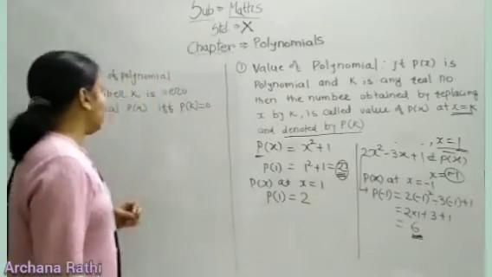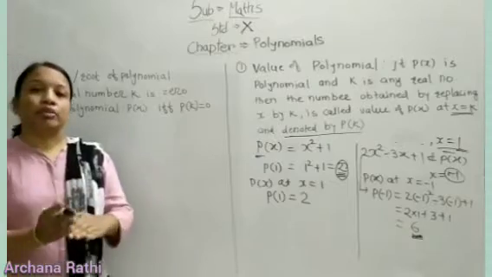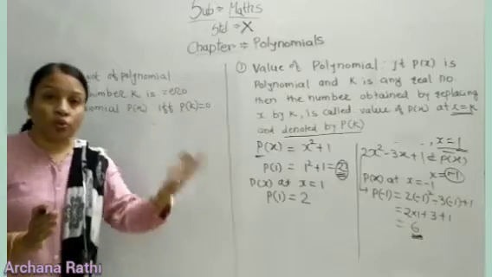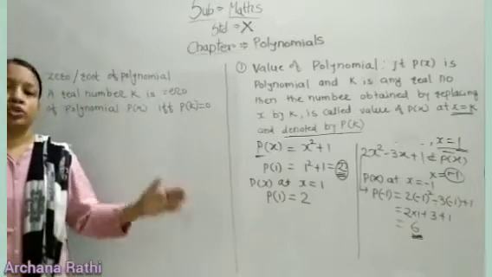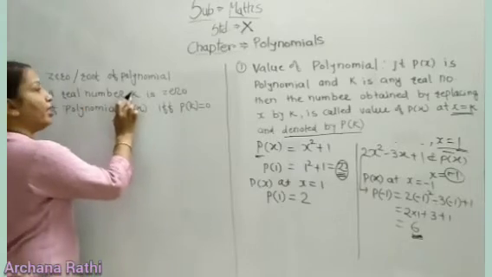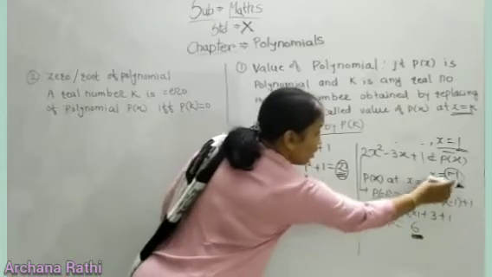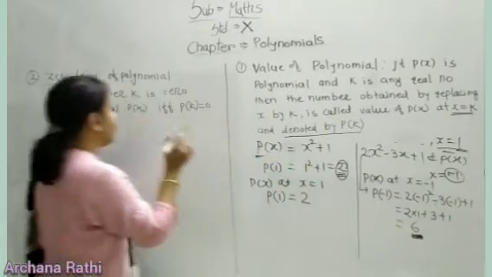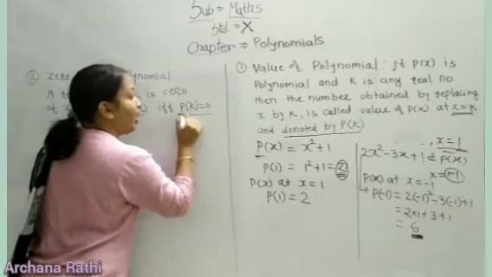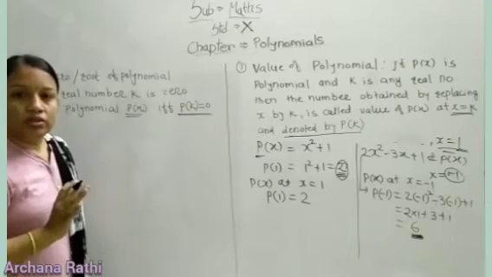Next, let us move towards another very important point, that is the zero of the polynomial. What is meant by the zero of the polynomial? It is also called a root or solution of the polynomial. A real number k is a zero of p of x if and only if the value of the polynomial at k is equal to 0.